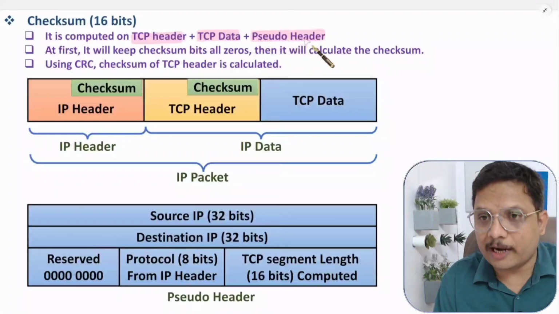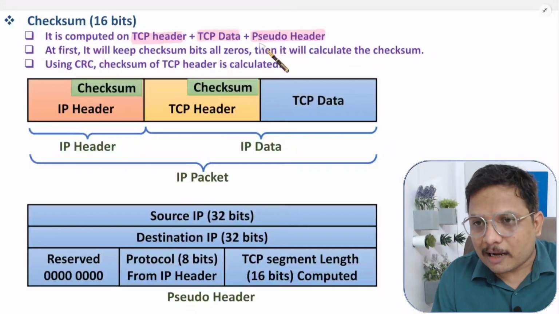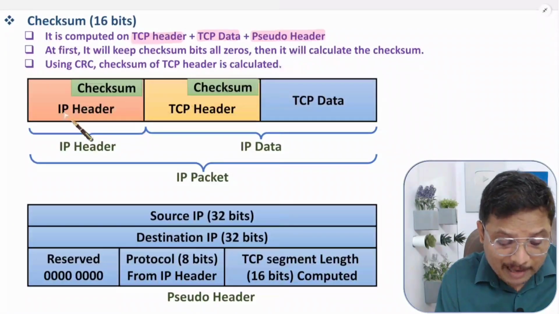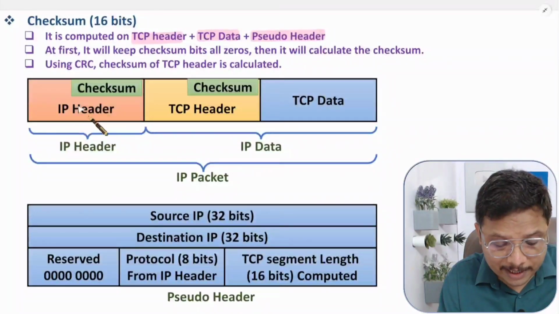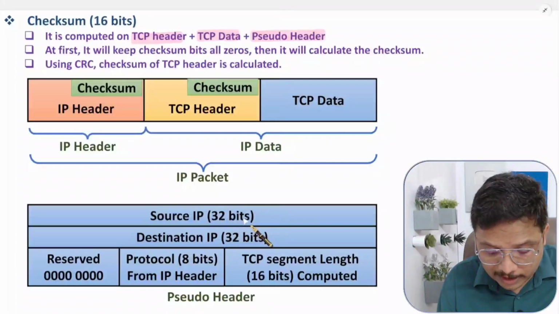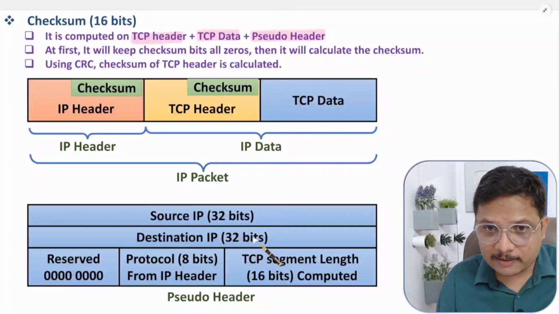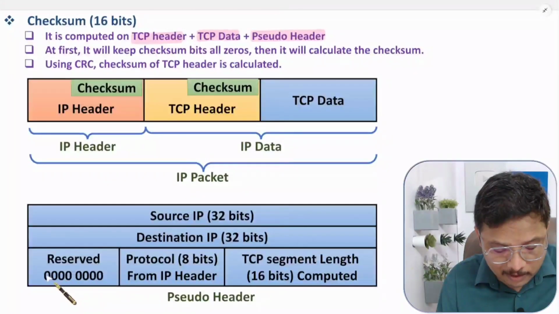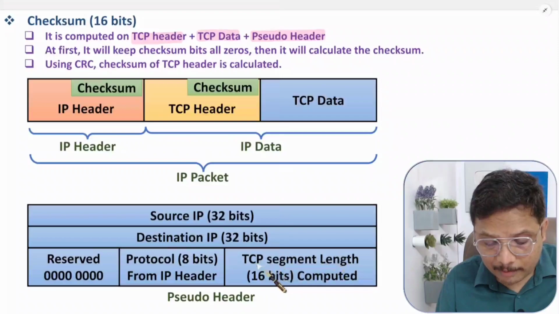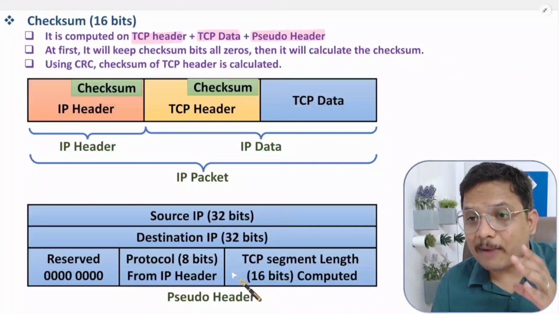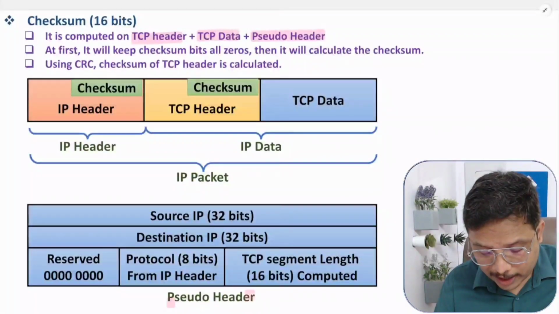Now the question is, what is the pseudo header? The pseudo header has fields which are taken from the IP header. If you have seen my last videos on IPv4, in the IP header we have the source IP of 32 bits, the destination IP of 32 bits, then 8 bits that are reserved and zeros, then the protocol field from the IP header, and then the TCP segment length, which has a size of 16 bits. So you see 4 plus 4 plus 4, in total 12 bytes. Those 12 bytes are the pseudo header, right?